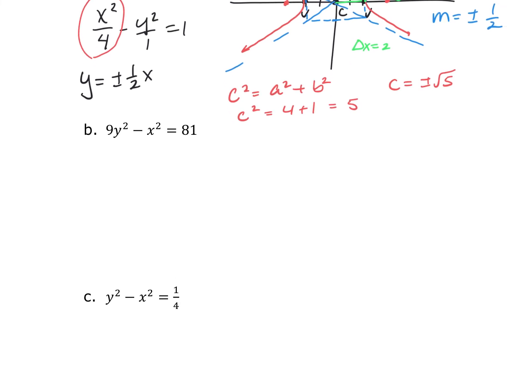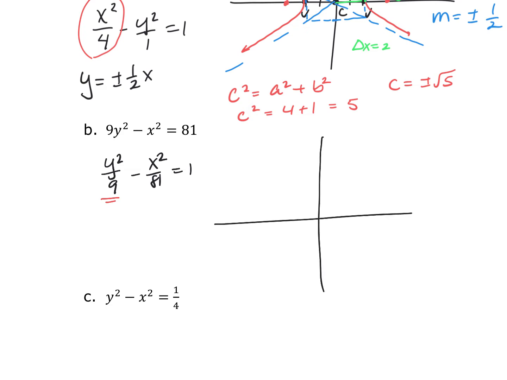Let's take a look at my next one. I'm going to go ahead and divide by 81. And so I'm going to get y squared over 9 minus x squared over 81 is equal to 1. Now notice that my larger number is underneath the x, but my y is the one that's positive. So my transverse axis is going to run along the y-axis. My center is still 0, 0.